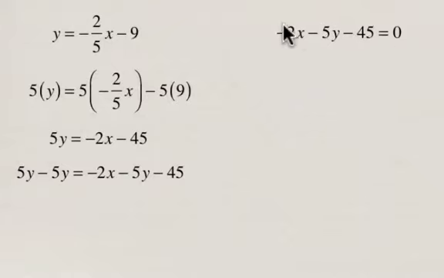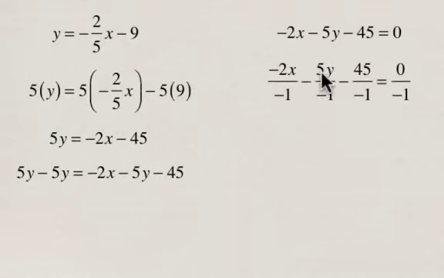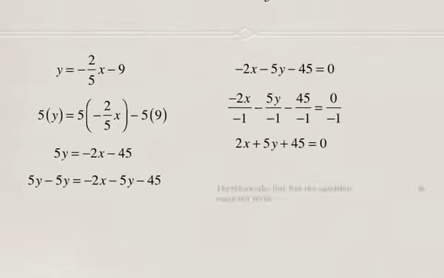The problem here is that the value of a is negative, and remember that a has to be a positive integer. So we have to get rid of the negative sign, and the only way we can do that is by dividing everything in our equation, both sides, by -1. When we do that, you'll note that all the signs change, and we end up with 2x. We had -2x, now it becomes positive 2x. -5y becomes positive 5y. -45 becomes positive 45, and 0 divided by anything is just 0. And so now our equation is in standard form.